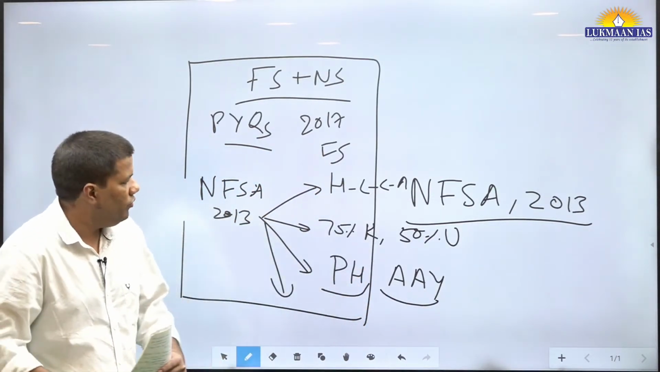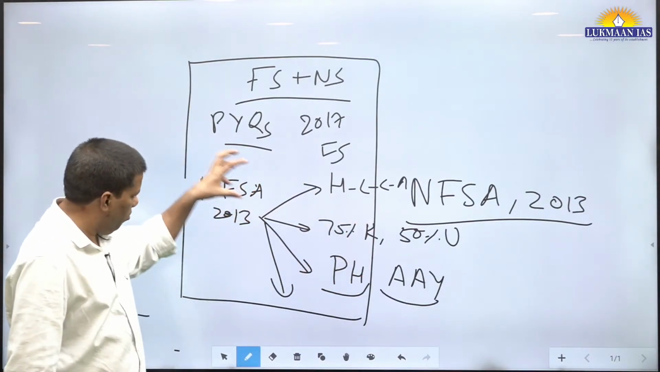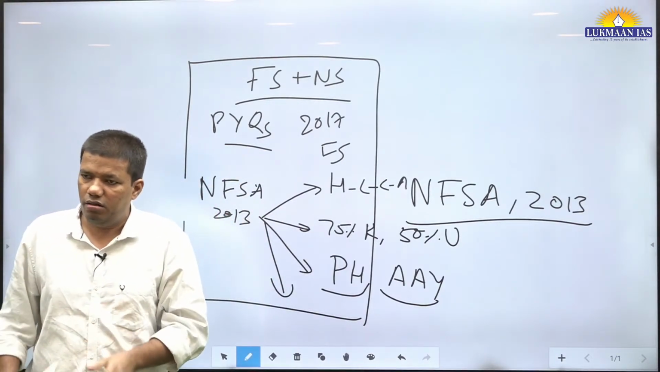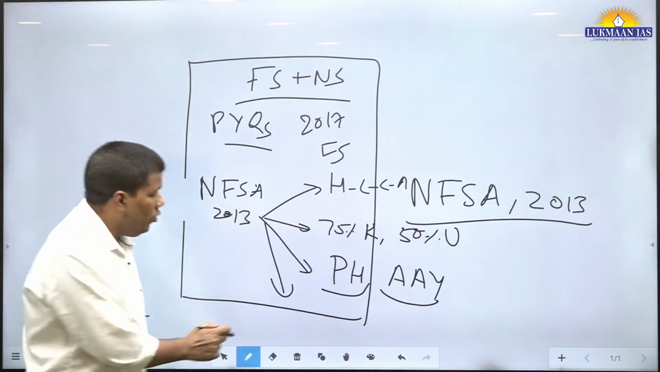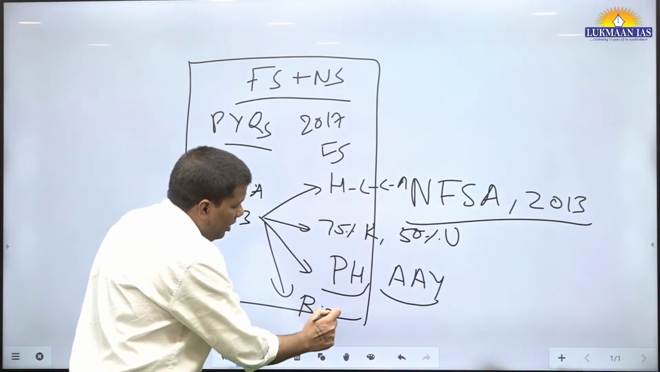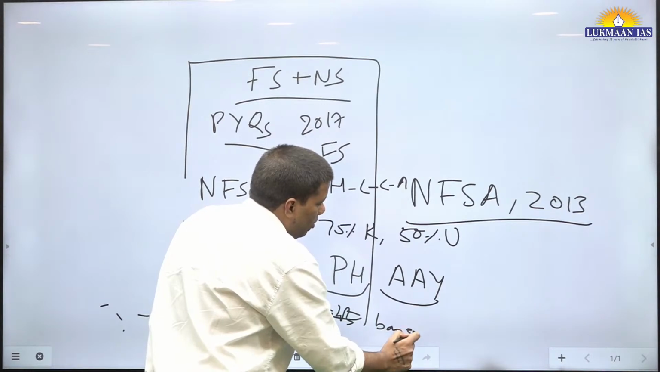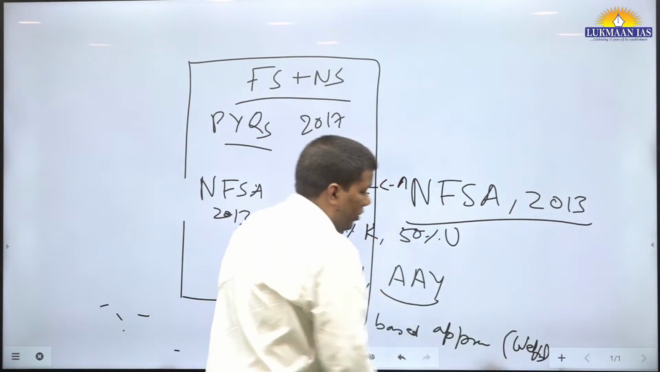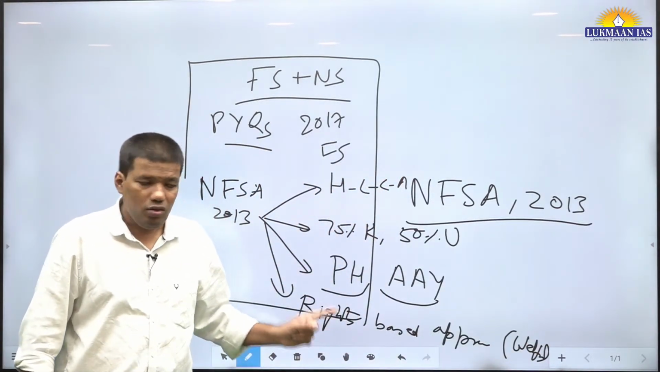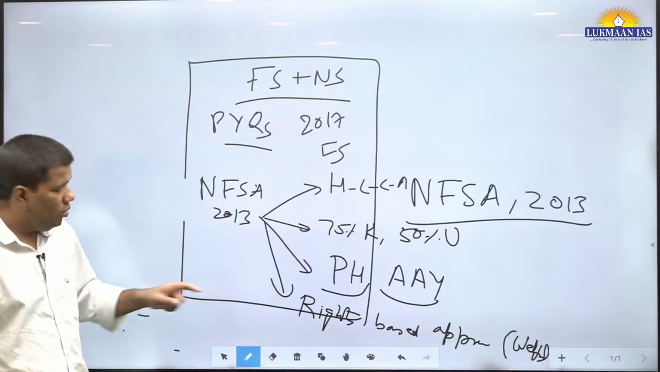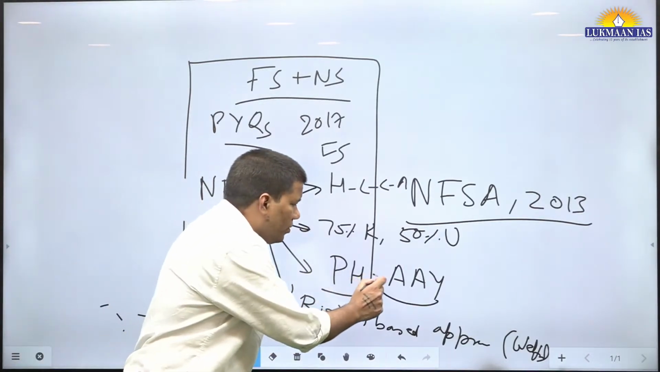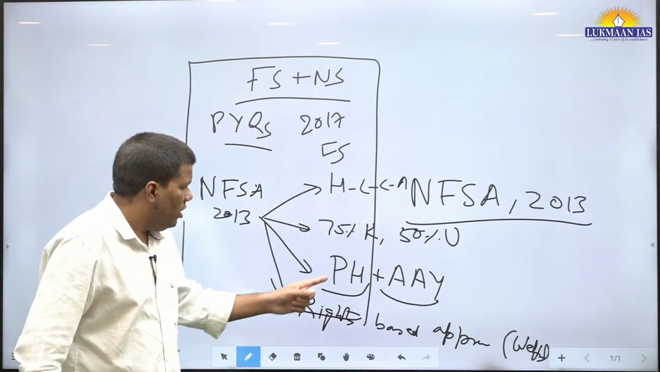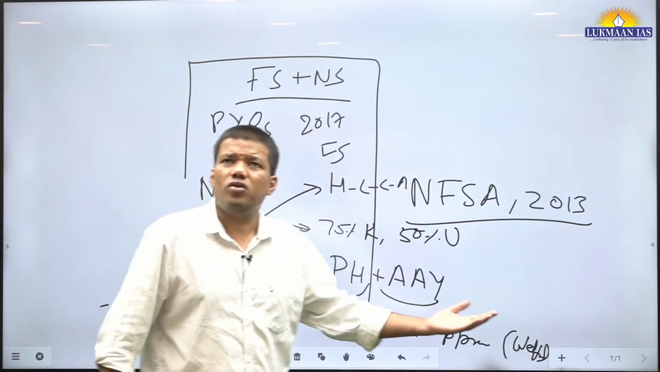See, when you read the National Food Security Act, see what this act is. It is now a rights-based approach, like MGNREGA, rather than welfare. It is not limited to welfare; now it's a legal right. So Antyodaya Yojana is for the poorest of the poor people. Priority household is for the remaining ones. Got it, everyone?